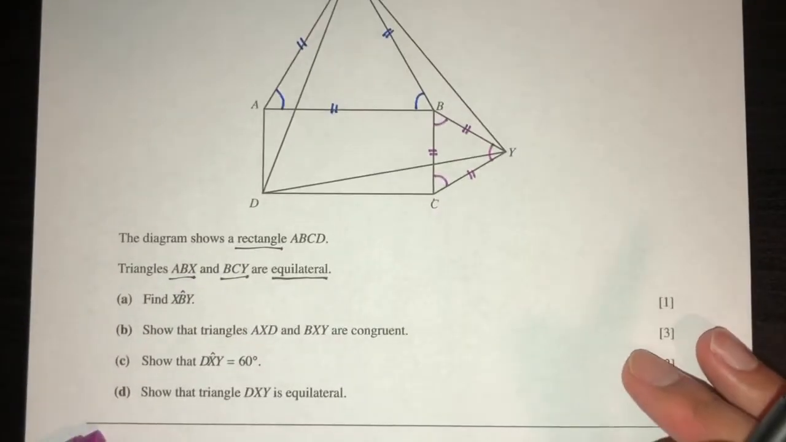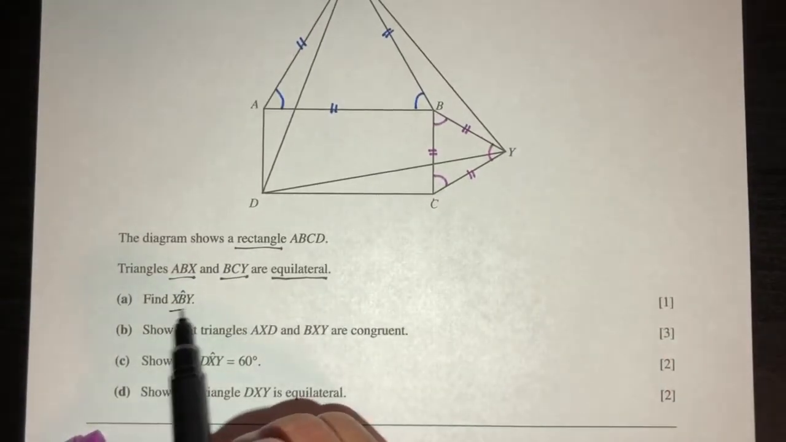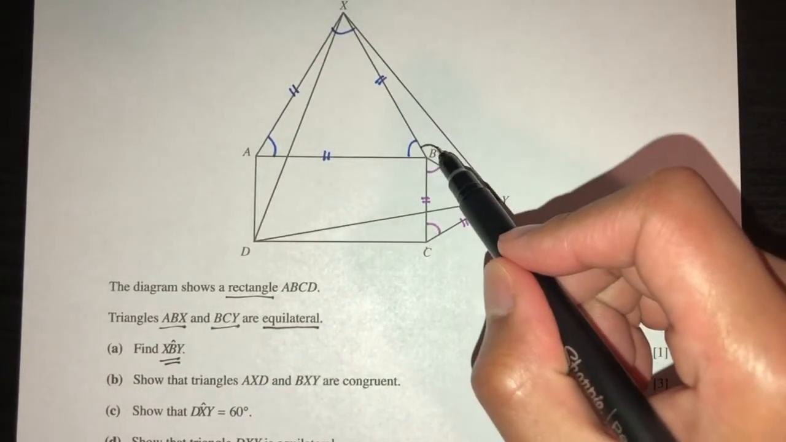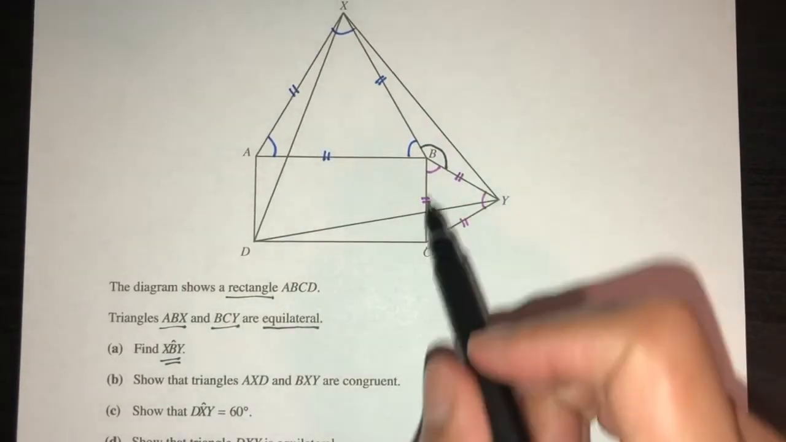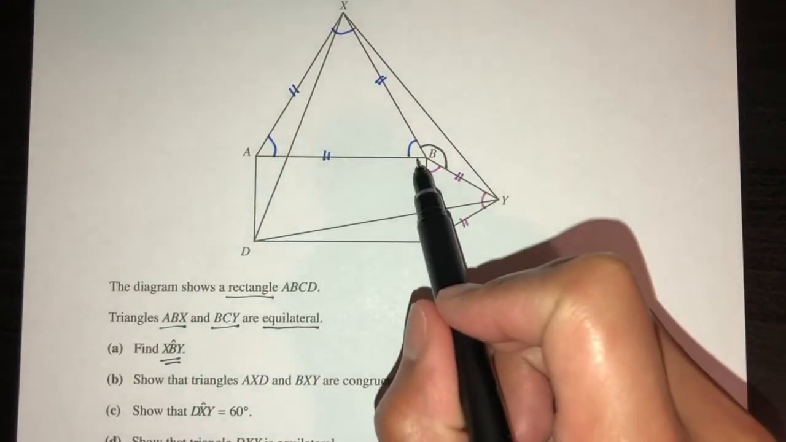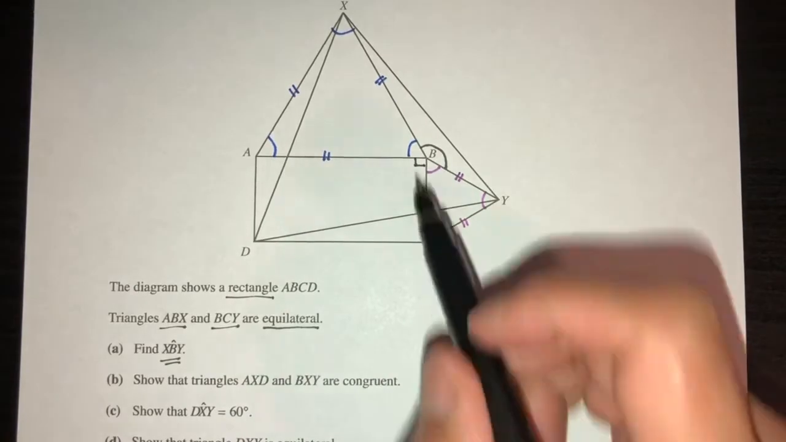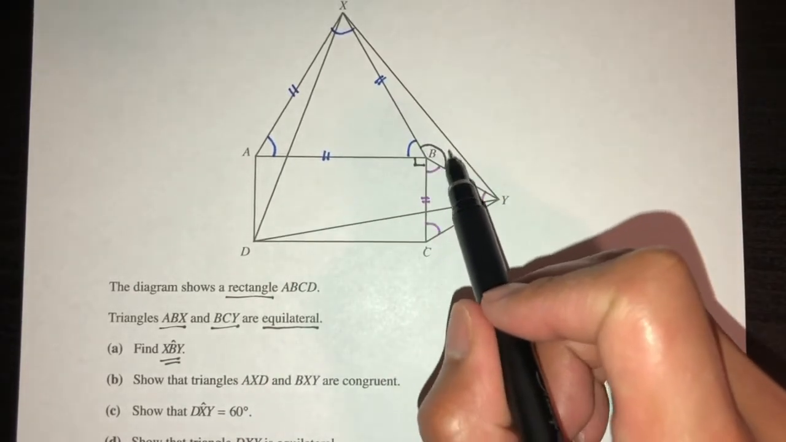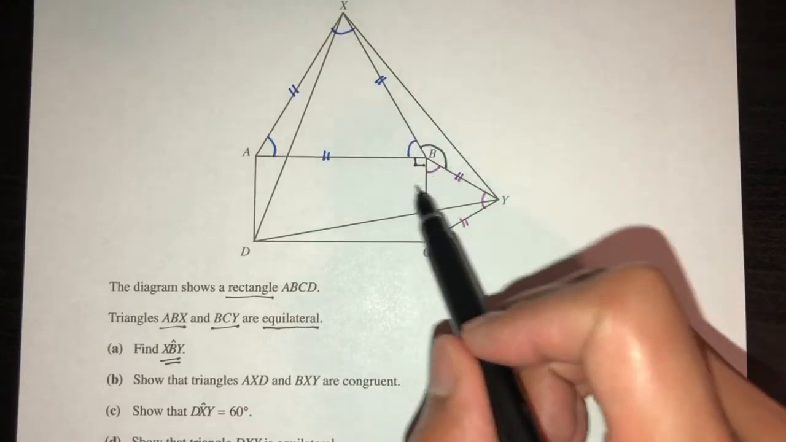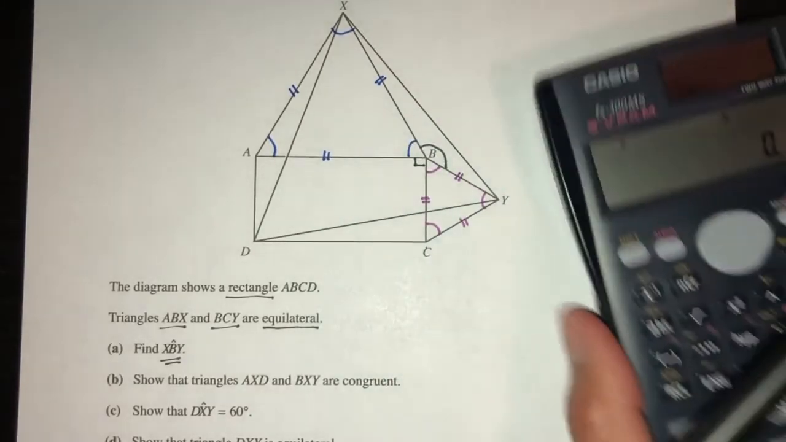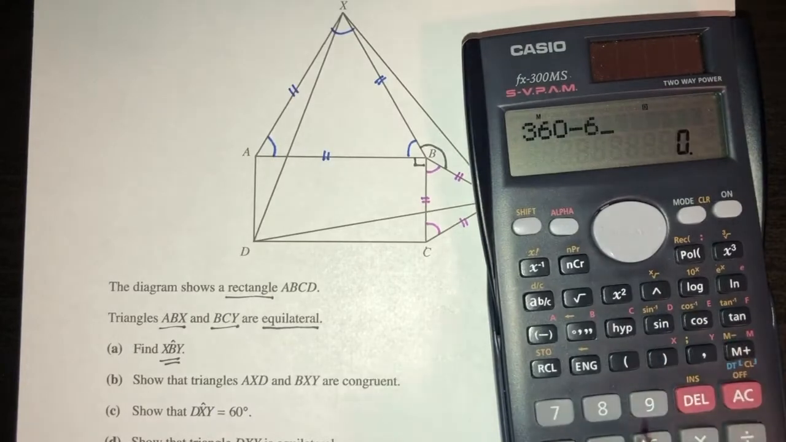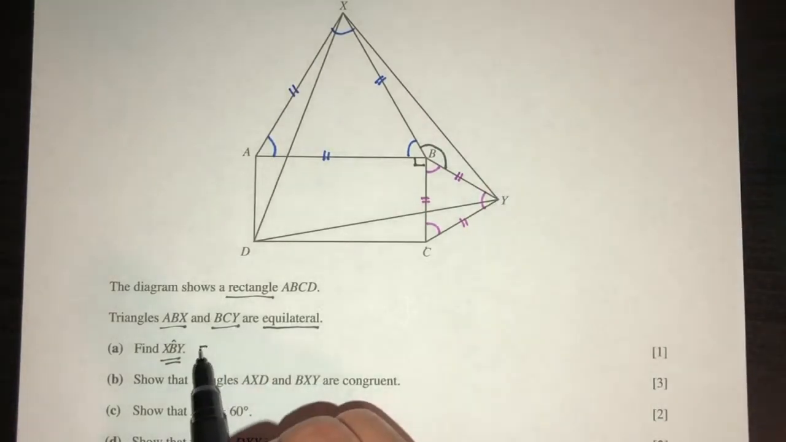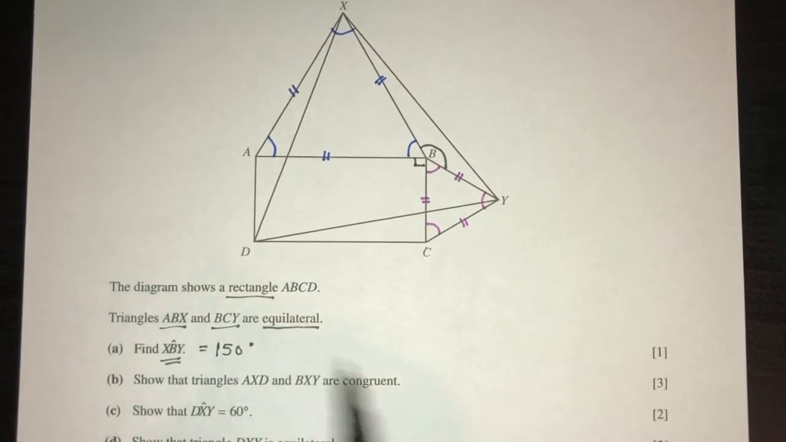Okay, so let's move on to question part 1. Find the angle XBY. So XBY will be this angle. If you observe, this is a rectangle, so this angle will be 90. This is equal to 60. This is 60. And what is this one? This will be the remaining angle of a circle. That will be 360 minus 60 minus 90 minus 60. That will be 150. So this one is equal to 150.